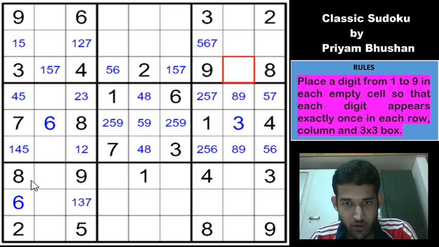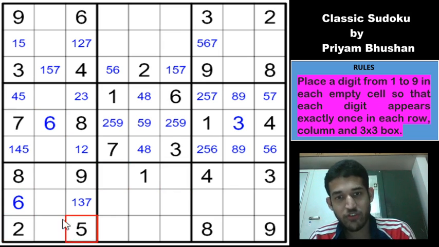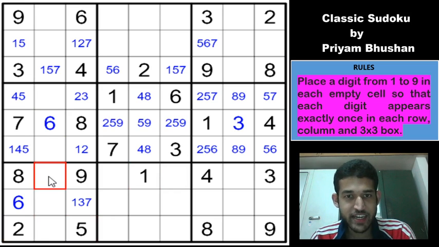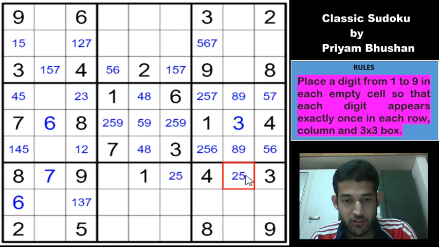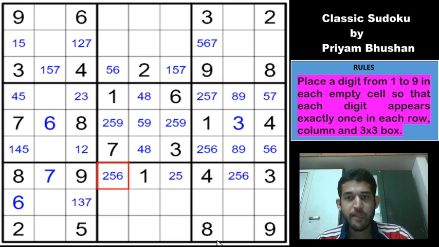Okay, let's focus on row 7. 1, 3, 4, 8 and 9. Remaining digits are 2, 5, 6 and 7. This can't be a 6, can't be 2, 5 as well. So we're getting our third digit now. So this must be a 7. And remaining digits in that row are 2, 5 and 6. It can't be a 6 here. So this will be a 2, 5. This will be a 2, 5, 6 and this will be a 2, 5, 6. Right?